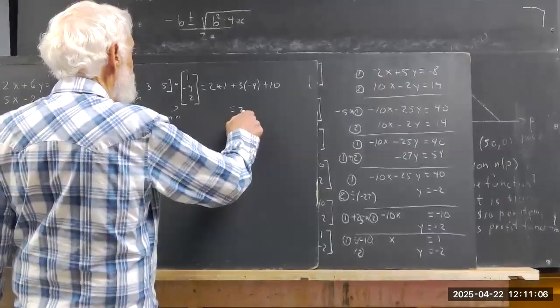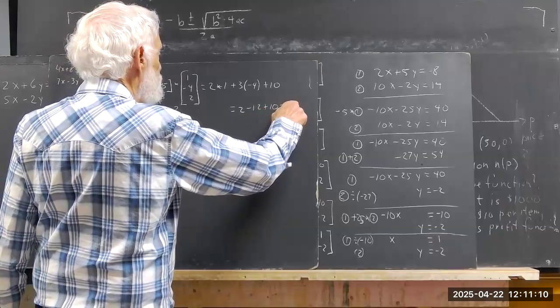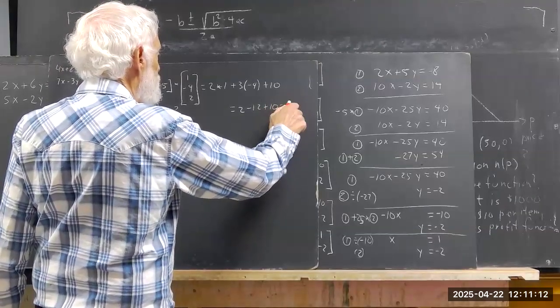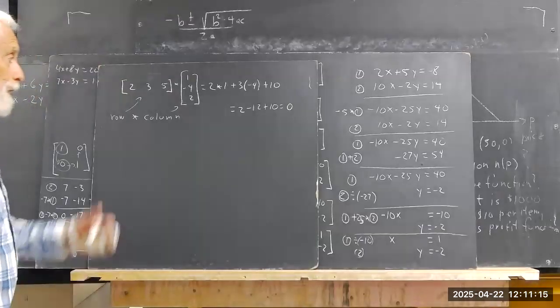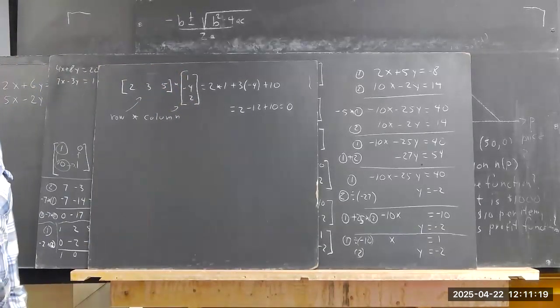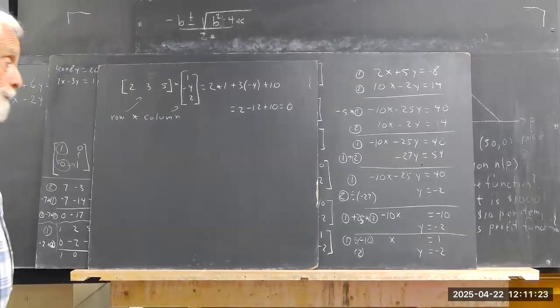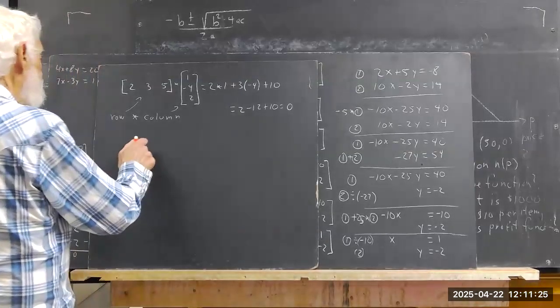And this equals 2 minus 12 plus 10, which equals, oh, darn, it equals 0. I wasn't trying to make that happen, but it can happen. Okay? Got that? Okay, now.